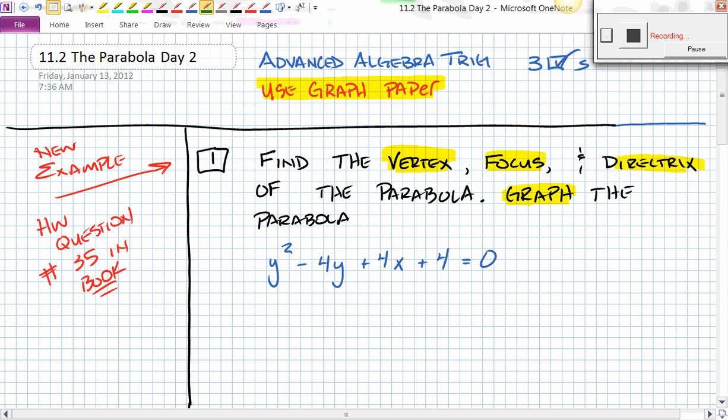For number one, this is a new type of example. It's actually one of the homework questions. It's actually number 35 in the book. And tonight, for your homework, you got 25 through 41. So I'm actually doing one of the problems for you here, okay? So write down the important information that you need. We're going to find the vertex, the focus, the directrix. We're going to graph this particular problem.